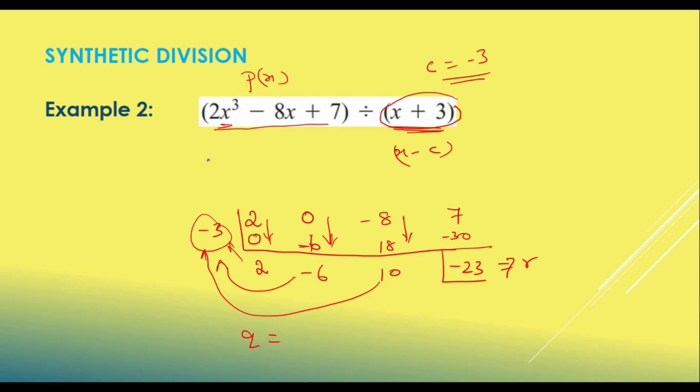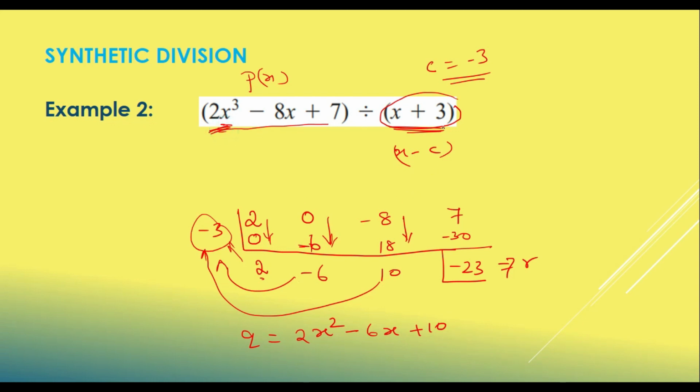Now the original polynomial is of degree 3, so the quotient will be a reduced polynomial when the remainder is 0. But if the remainder is non-zero, this is just a quotient. What is it? 2, minus 6, 10. So 2 should be accompanied by the degree 2: 2x square minus 6x plus 10. You see, the degree of the original polynomial is 3.